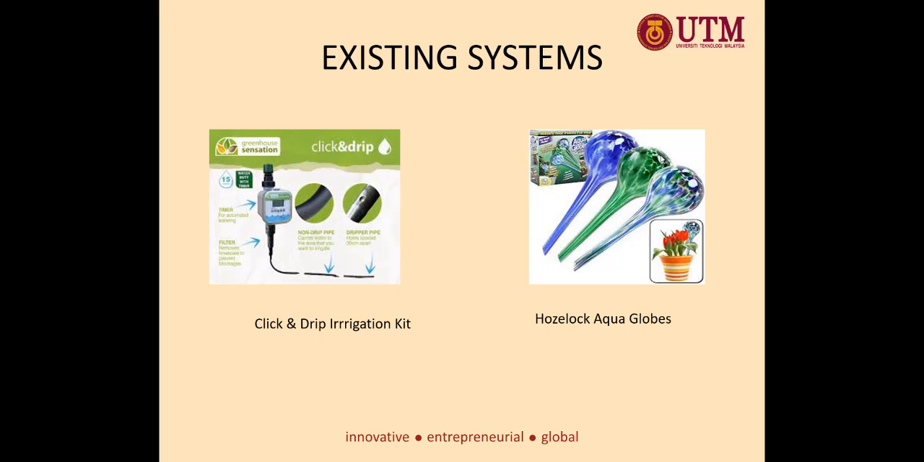So next we proceed with the comparison between existing systems. The first existing system is the click and drip irrigation kit, where this kit is able to water the plant with less waste by connecting to a water bag that is included in the kit. Another one is the Hauser Aqua Globes, where the user can simply fill the water into the globes and place it in the plant's soil, so that water is able to flow to the roots of the plants.